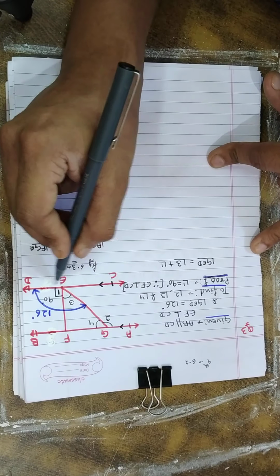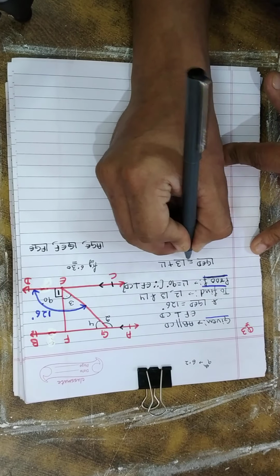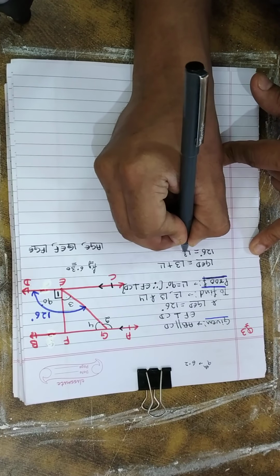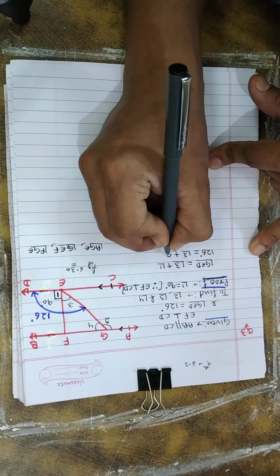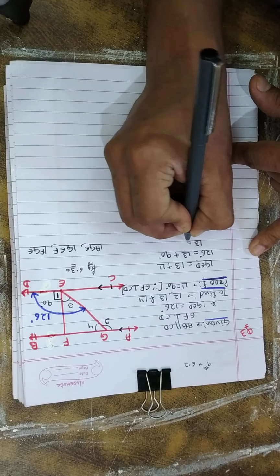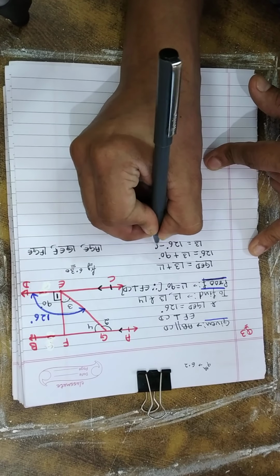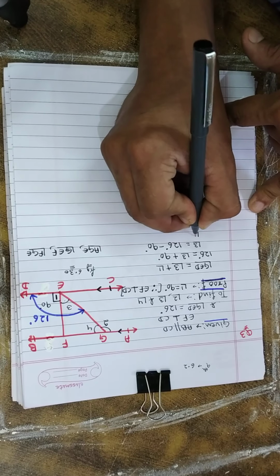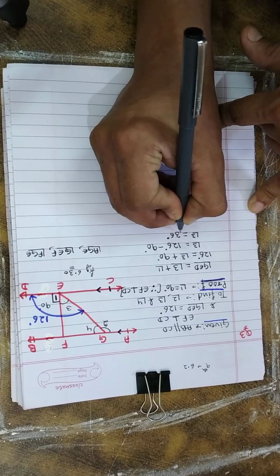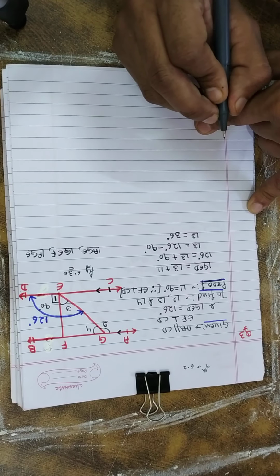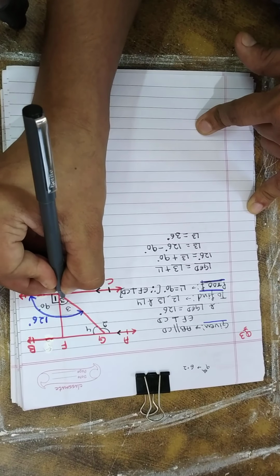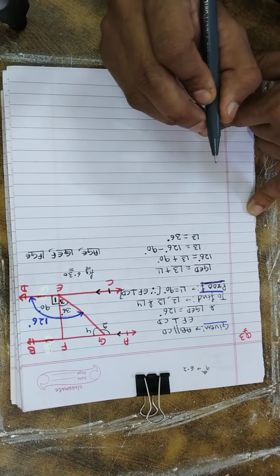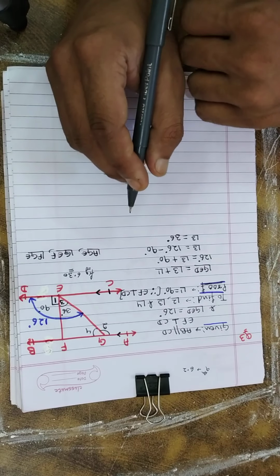What is angle GED? GED is 126, represented with a blue arc. So 126 equals angle 3 plus angle 1, and you have to find angle 3. Angle 1 is 90 degrees. So subtract 90 degrees from 126 degrees, and you get angle 3 equals 36 degrees. Clear?